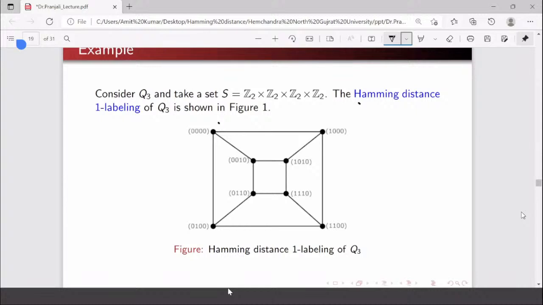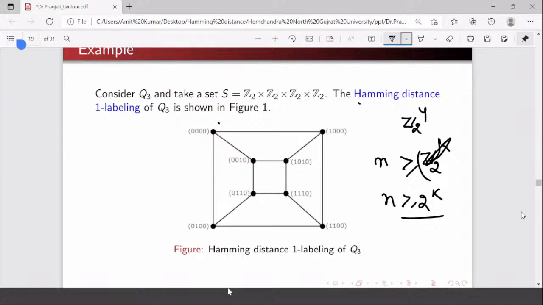Non-adjacent pair may have Hamming distance 1, because I'm not putting any condition on the non-adjacent pair. So take the elements from Z2 × Z2 × Z2 × Z2, that is Z2 to the power 4. Of course, that is the necessary condition: if you have a graph with n vertices, then n should be greater than or equal to 2 to the power k. Because if the elements are fewer, then I cannot put an injective function.